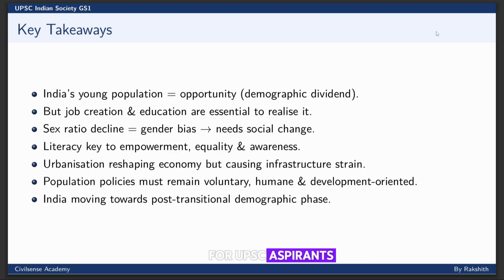For UPSC aspirants, these topics are important not just for facts but for understanding how society, economy, policy, and population are deeply linked. If you understand this linkage clearly, you can write strong answers in mains and even speak confidently in interviews.